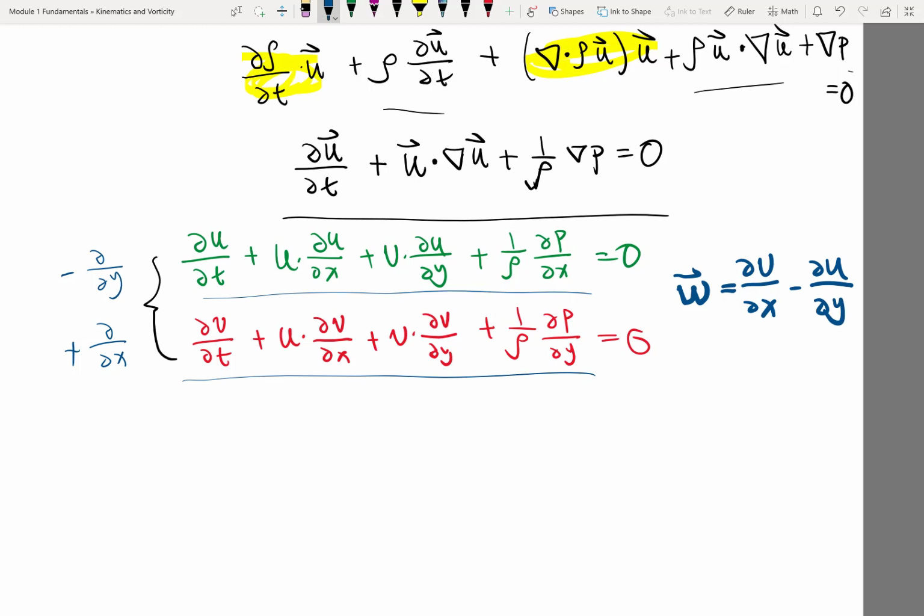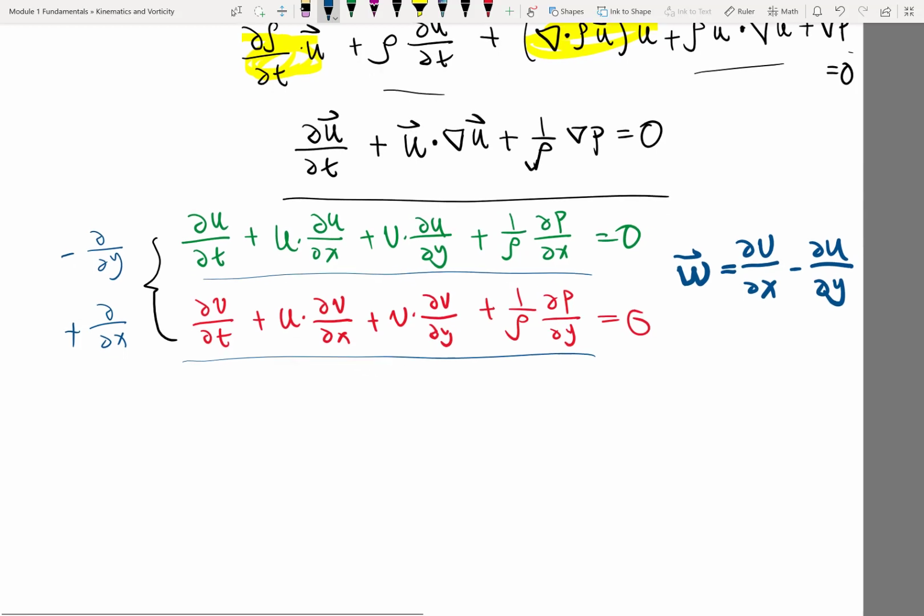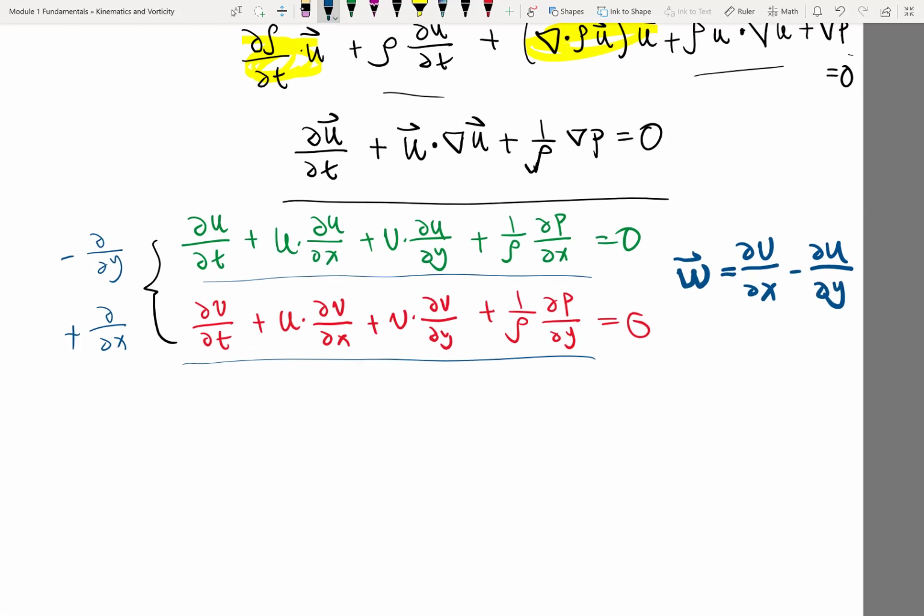That's one of the first things you learn in multivariable calculus, I believe. So basically this first term actually combines into the partial derivative of omega itself. Make sense?